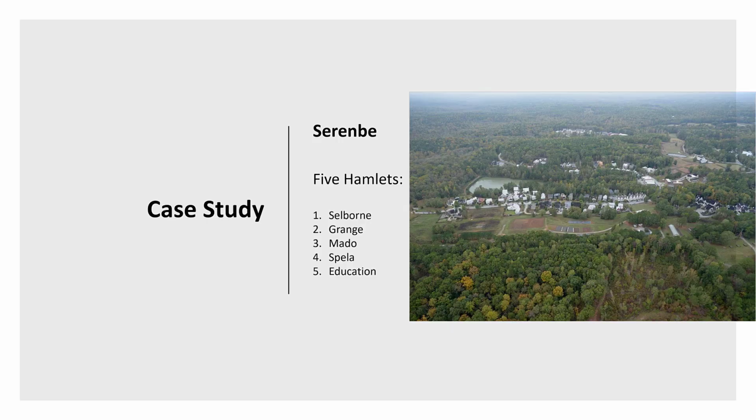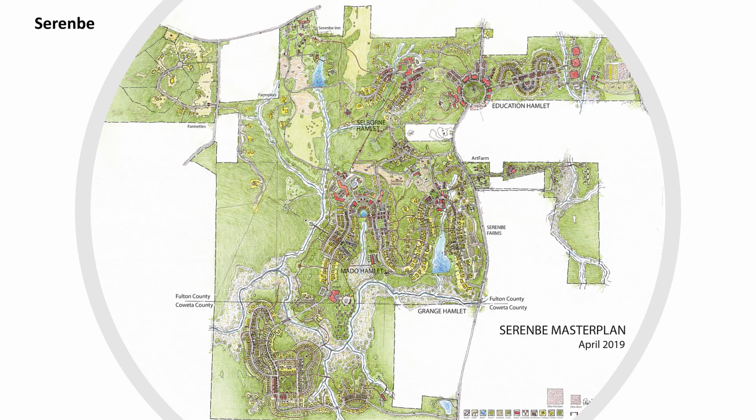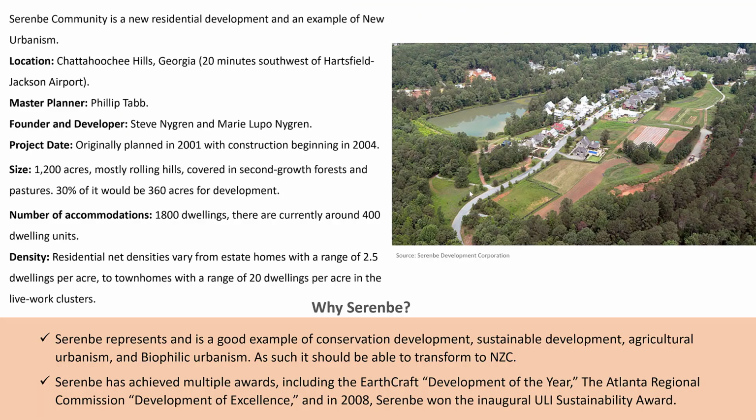The case study. Our case study is Serenbe, which is a sustainable community in southwest Atlanta, Georgia. As you can see here, Serenbe consists of 5 hamlets. One of the main design strategies in Serenbe is land preservation, based on which 70% of the land is devoted to open space. The size of the land is 1,200 acres and the number of accommodations is going to be 1,800 dwellings. The density varies based on the townhouse, apartment, and live-work clusters.